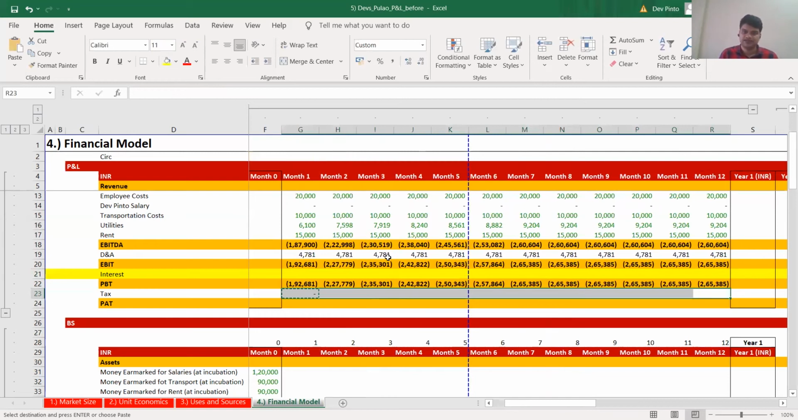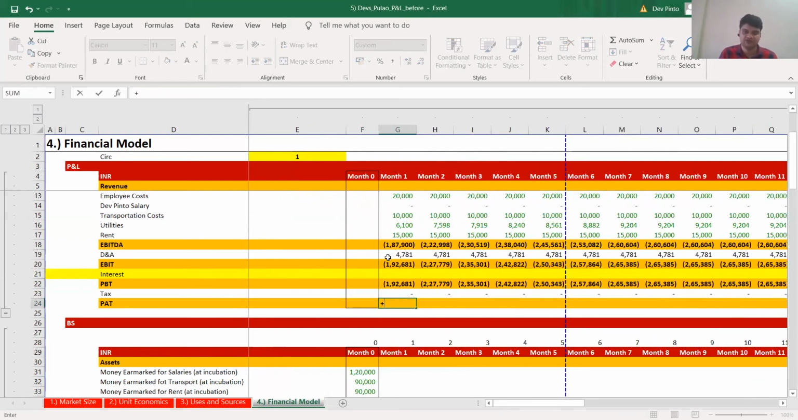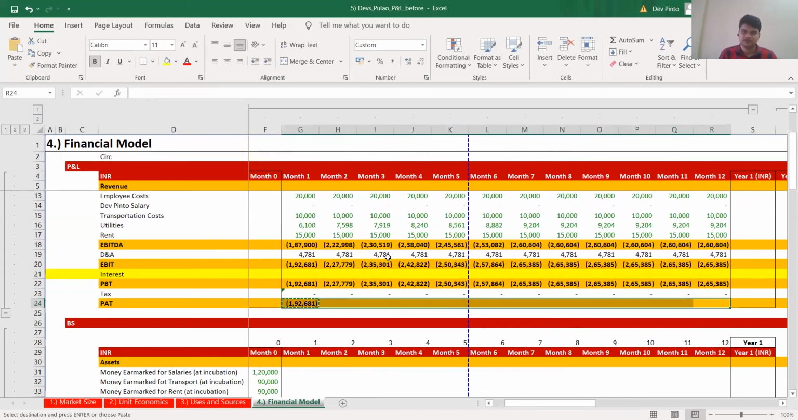Right now, we're not paying tax because PBT is negative. PBT is negative because we haven't computed revenue yet. So we're coming to that in a bit. And PAT, of course, is profit after tax, total accrual profits that you make from operations in a given period of time. So that'll be this minus this, right?